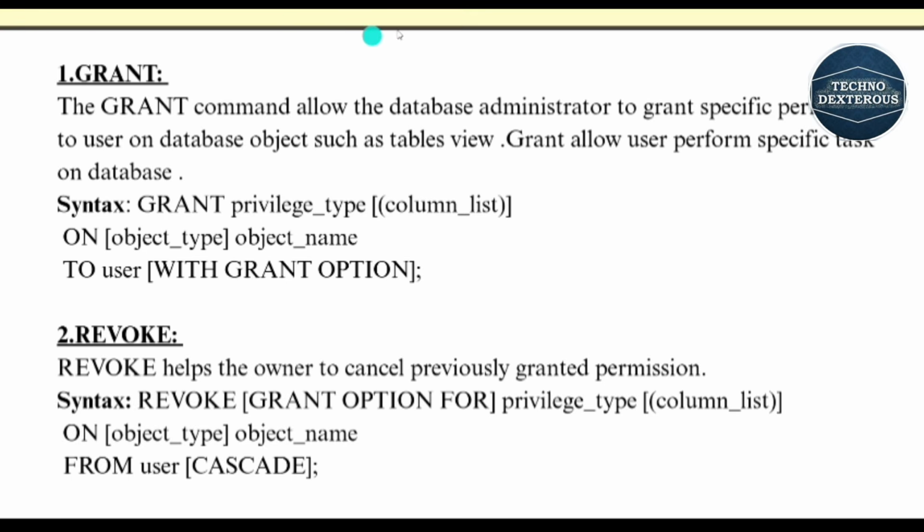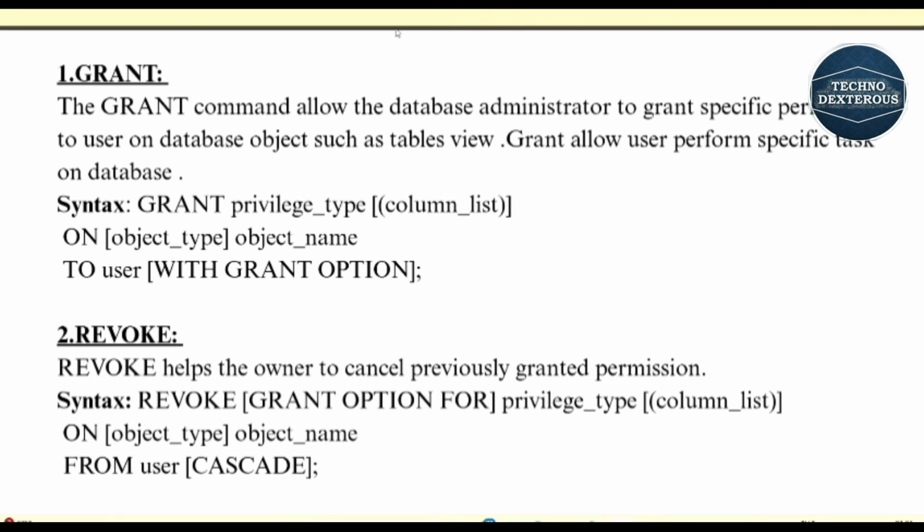First is grant. The grant command allows the database administrator to grant specific permission to the user on database objects such as table, view. Grant allows the user to perform specific tasks on databases. Syntax: grant privilege type, column list on object type, object name to user with grant option.